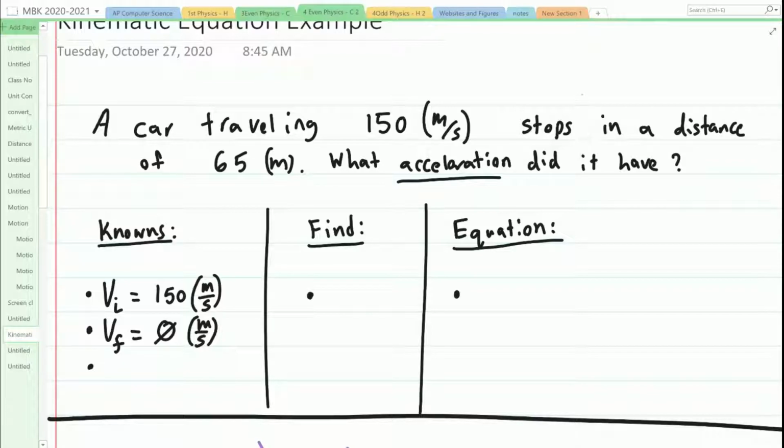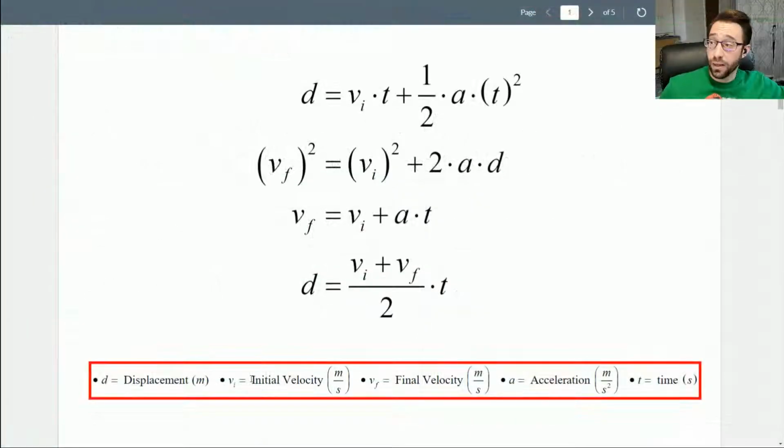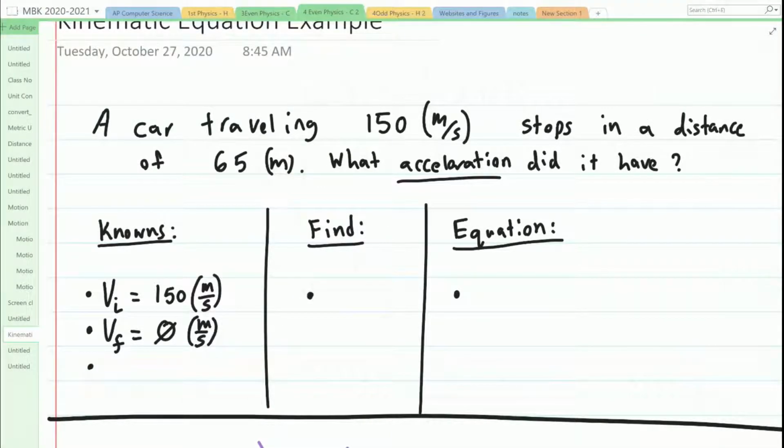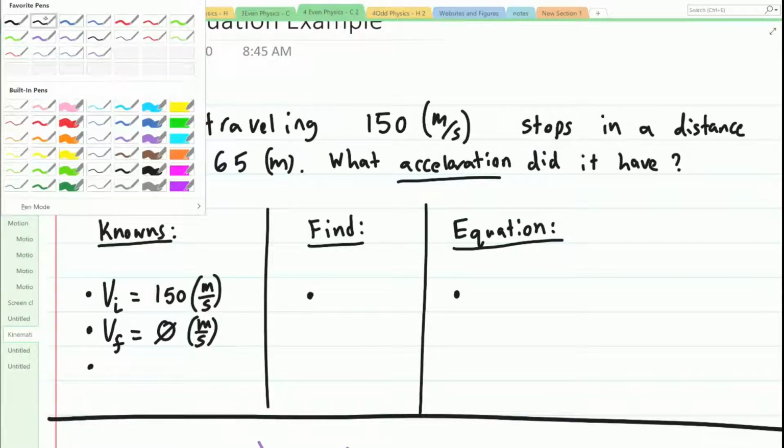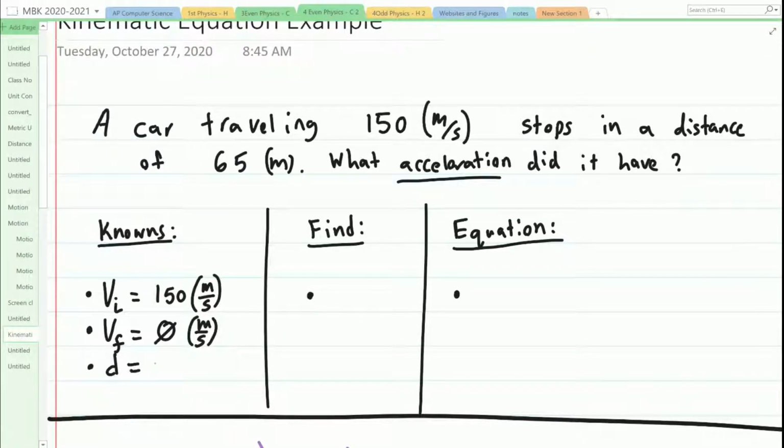So we continue on. It stops in a distance of 65 meters. Obviously that's a length, and the only length variable that we have in these five is my displacement. So displacement of however many meters. In this case, it's going to be 65 meters. So my displacement is 65 meters. Cool.